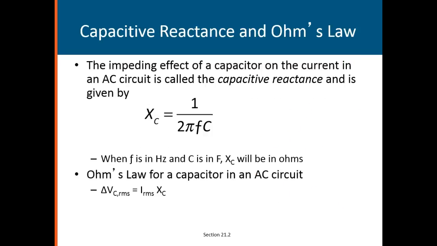The impeding effect of the capacitor. Now that sort of acts like a resistance, but it's not quite a resistance. It's an impedance. The impeding effect of the capacitor on the circuit, in an AC circuit, is called the capacitive reactance, and is given by this formula.